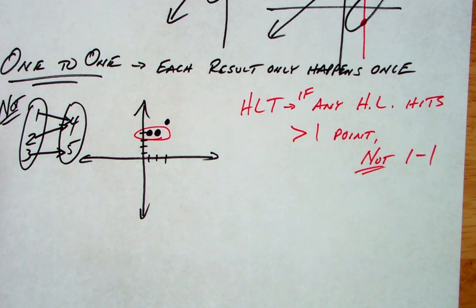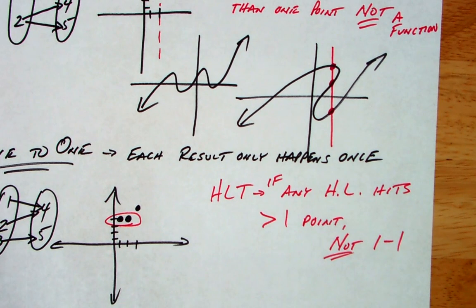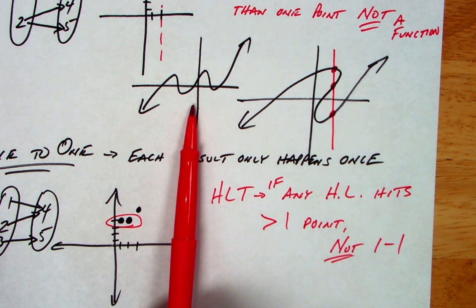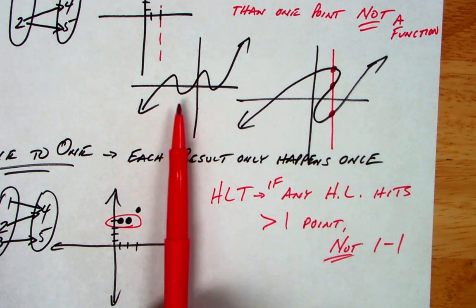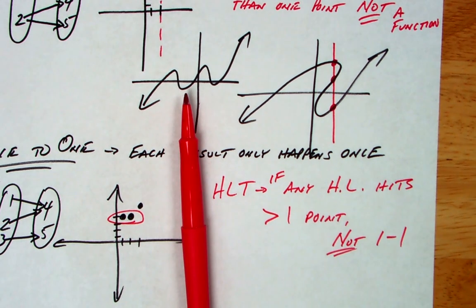So let's go back up to these two that I have right here. The first graph, is this one-to-one? No, because look, the same answers happen all over the place. Answer 1 happens there, it happens there, it happens there, it happens there. The one answer is happening all over the place. Okay? The next one's not even a function, but it's not one-to-one because it fails the horizontal line test as well.